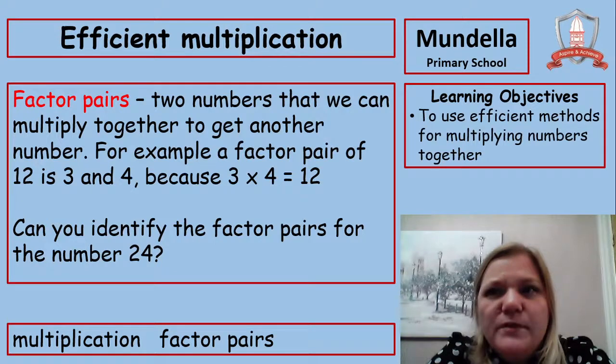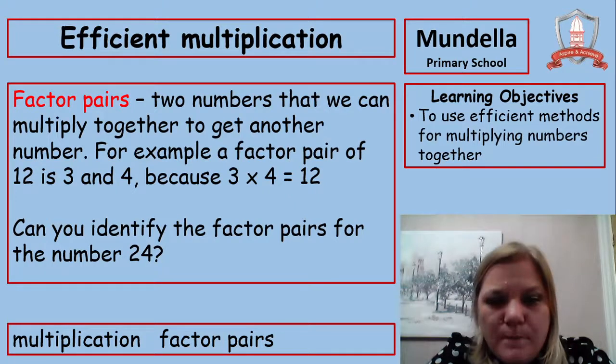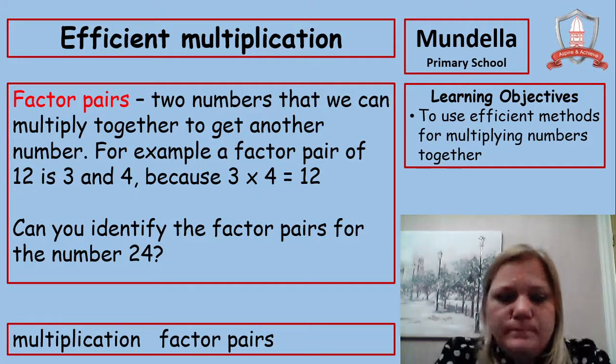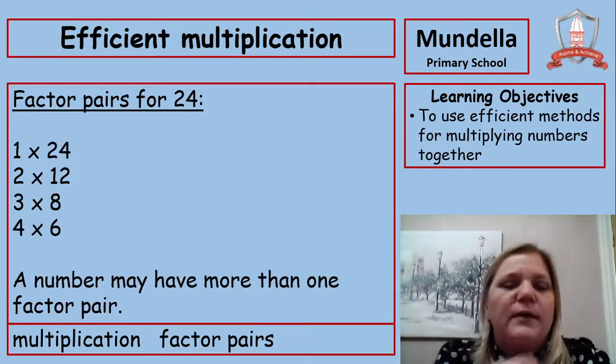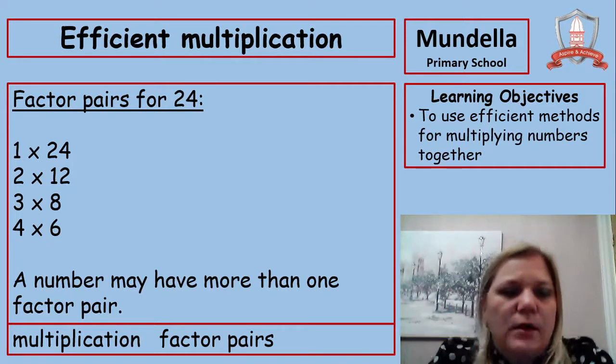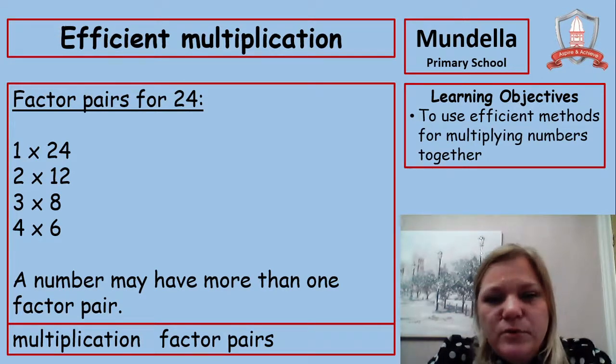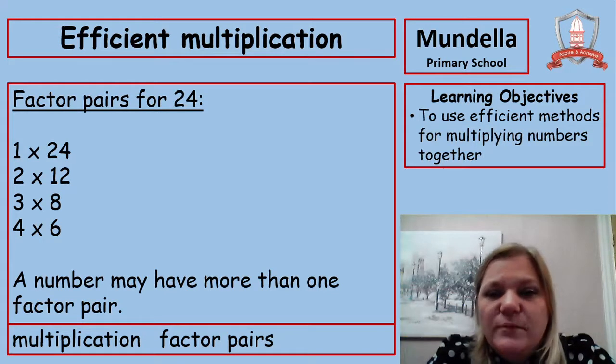So they are the numbers that you would multiply together to give the number 24. Which numbers have got 24 in their times tables? Remember, factor pairs, they're like socks, they always come in twos. And here we go. The factor pairs for 24 are 1 times 24, 2 times 12, 3 times 8, and 4 times 6. And remember, they are commutative, so you could switch them round. 1 times 24 is the same as 24 times 1.